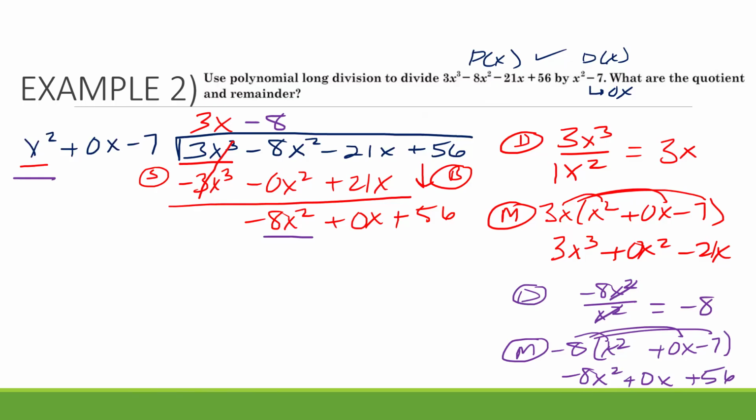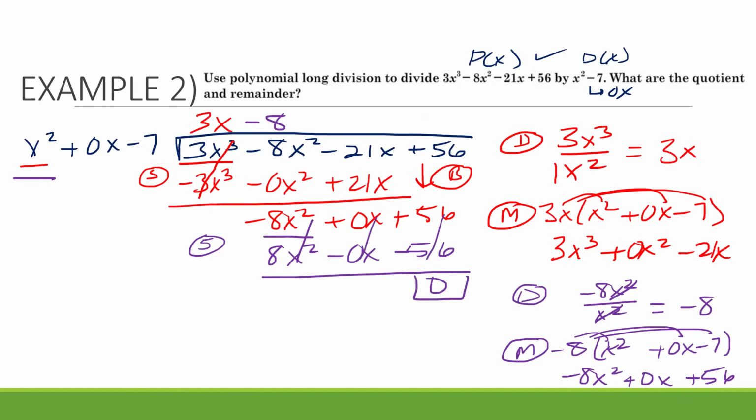All right. What's our next step? Does McDonald's sell? So the S is subtract and combine. Subtract means we're going to change signs and combine. So our negative 8x becomes a positive. Our 0 doesn't really matter, but our positive 56 becomes a negative 56. And what happens here? They all cancel out. We have no remainder.